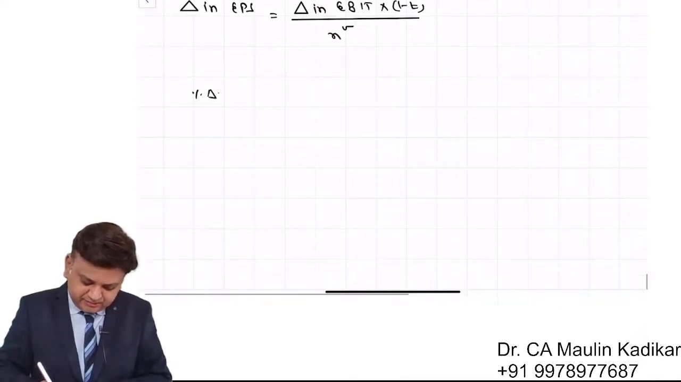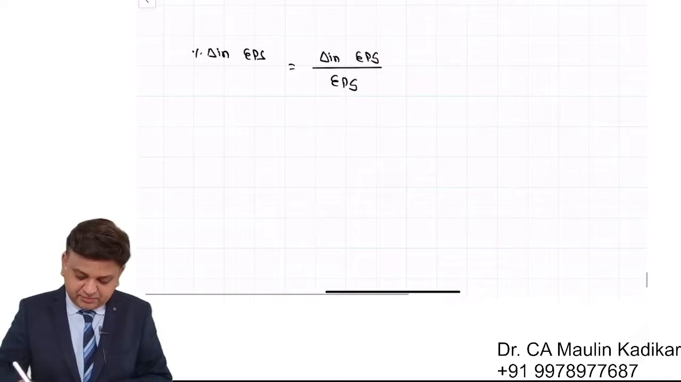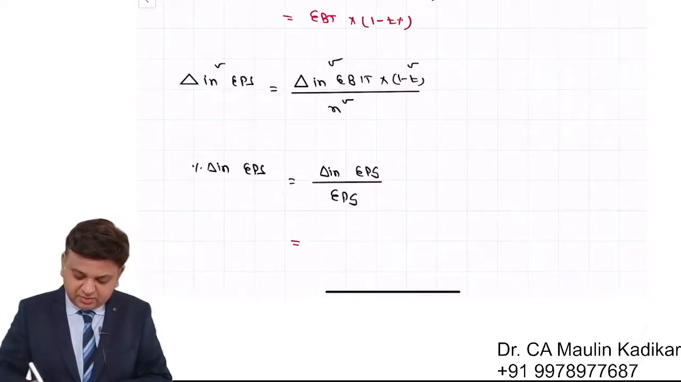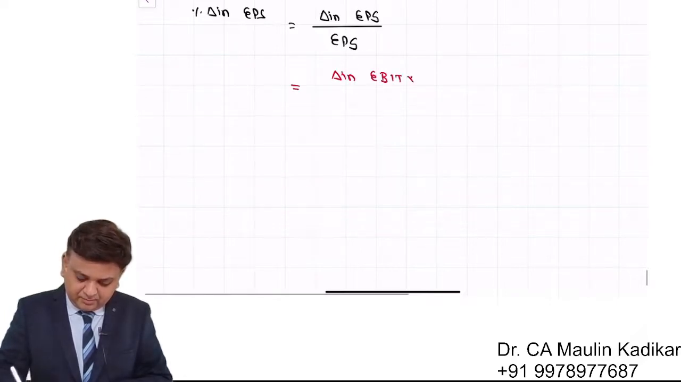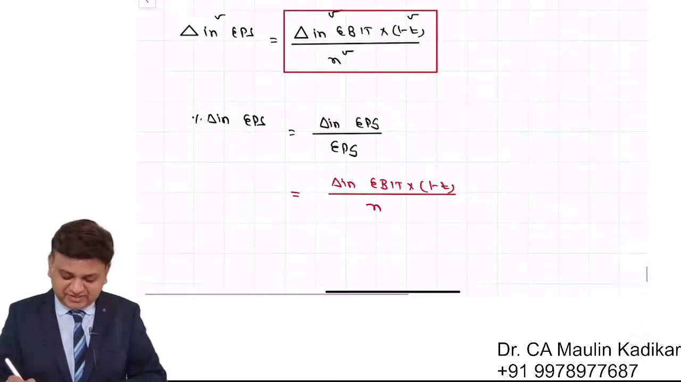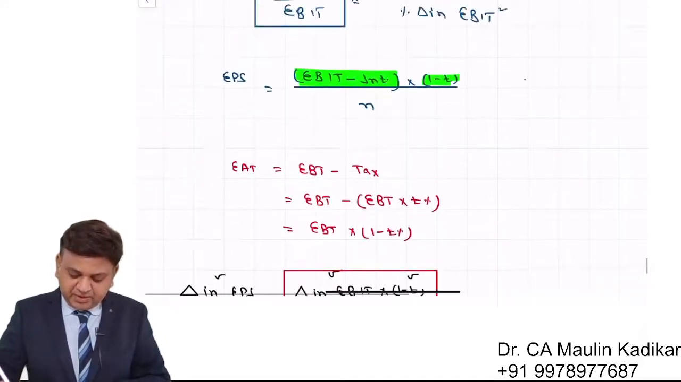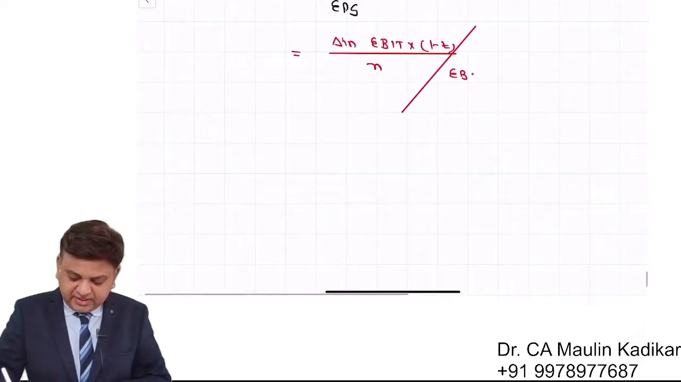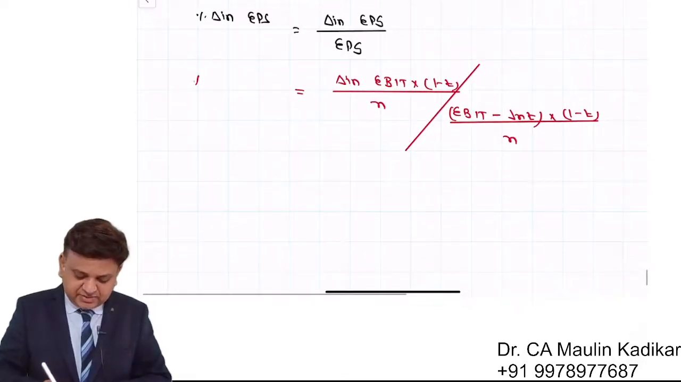Now percentage change in earning per share is equal to change in earning per share divided by earning per share. What is the change in earning per share? It is equal to this amount. It is change in EBIT into 1 minus tax rate, divided by the number of shares. That gives the change in EPS, whole divided by earning per share. Earning per share is found using this formula. It is EBIT minus interest is EBT into 1 minus T is EAT, divided by number of equity shares. This is the percentage change in EPS.